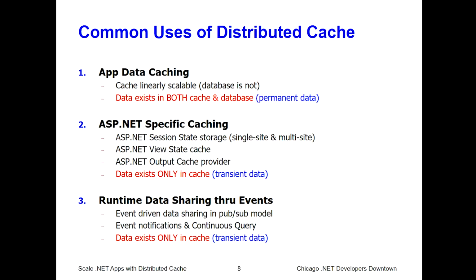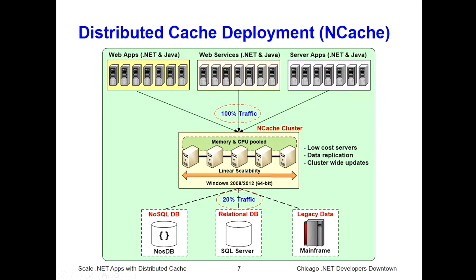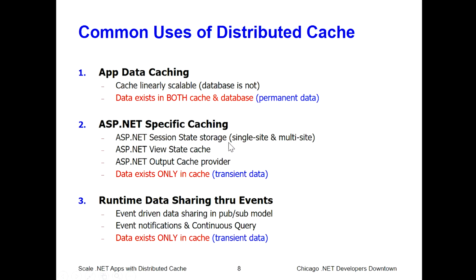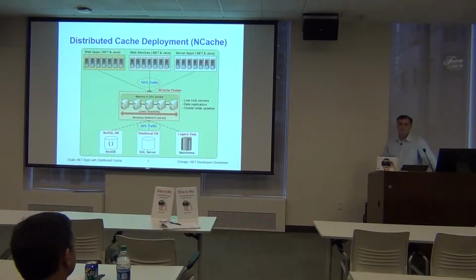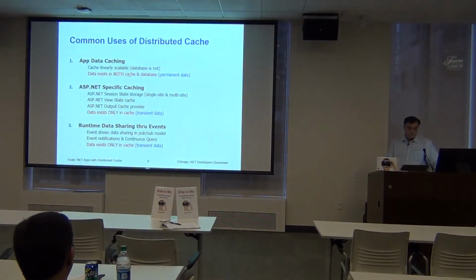Number 1 is the application data caching. This is the same case that I was talking about, where you have a database, which is called the application database, and you cache data, so you don't have to go to the database. 80% of the time you get your data from the caching tier. So the database is much lighter now, so it can perform even the updates much faster. So that's the first use case.